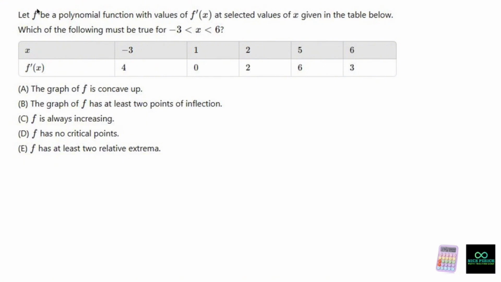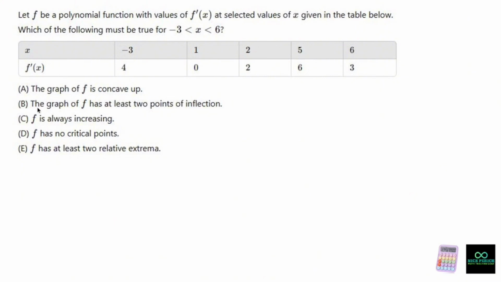And we want to talk about facts of f prime of x. So what we know is the derivative gives us slope. A negative derivative is going to be a decreasing function. A positive derivative is going to be an increasing function. So let's go through all of this and see what we have here.